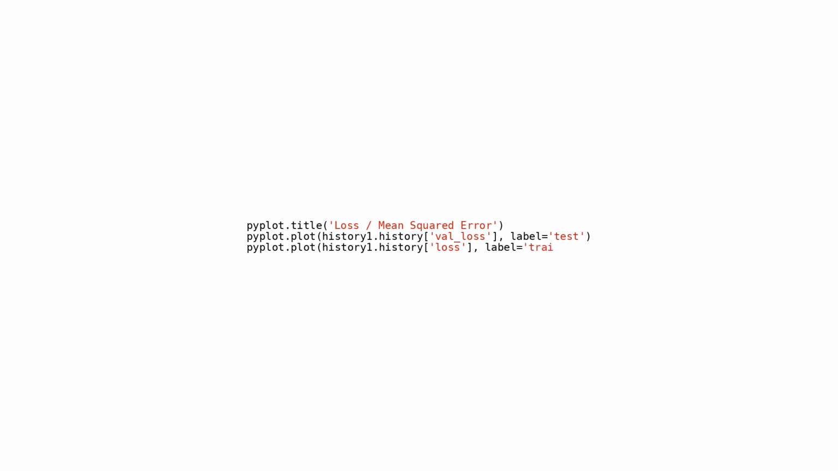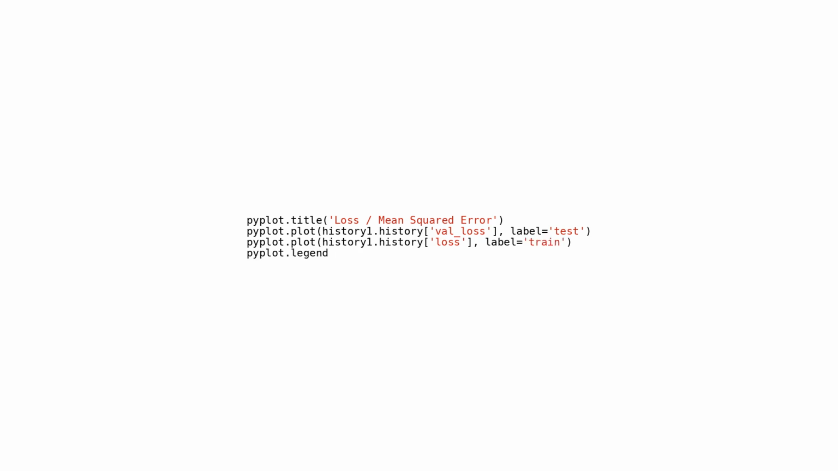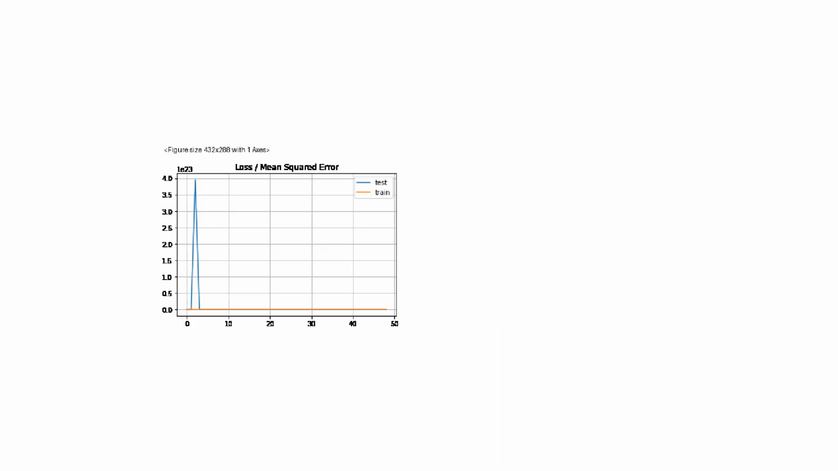This code uses the pyplot module from the Matplotlib library to create a line plot that shows the training and validation loss of a machine learning model over time, usually in epochs. The title of the plot is set as loss mean squared error. It assumes the presence of a history object with loss and val_loss data for training and validation sets. The validation loss is labeled as test and training loss as train to differentiate between the 2 lines on the plot. A legend is included to clarify the lines, and the plot is displayed as a graph.